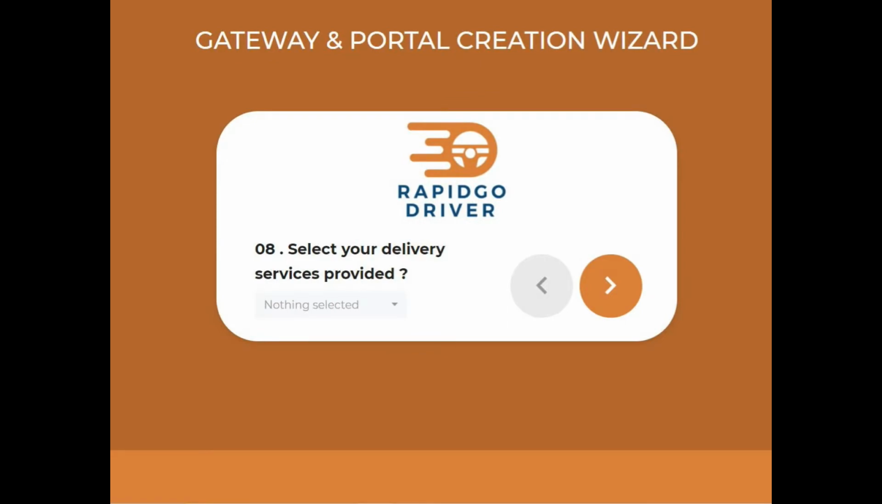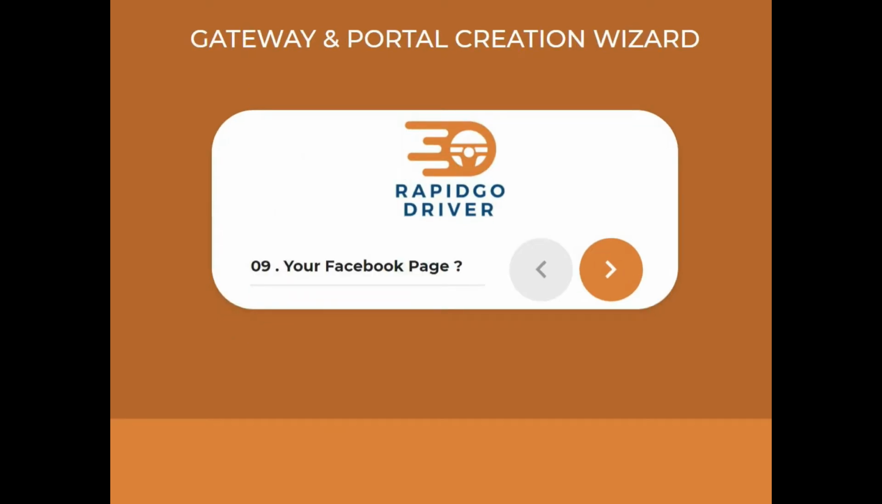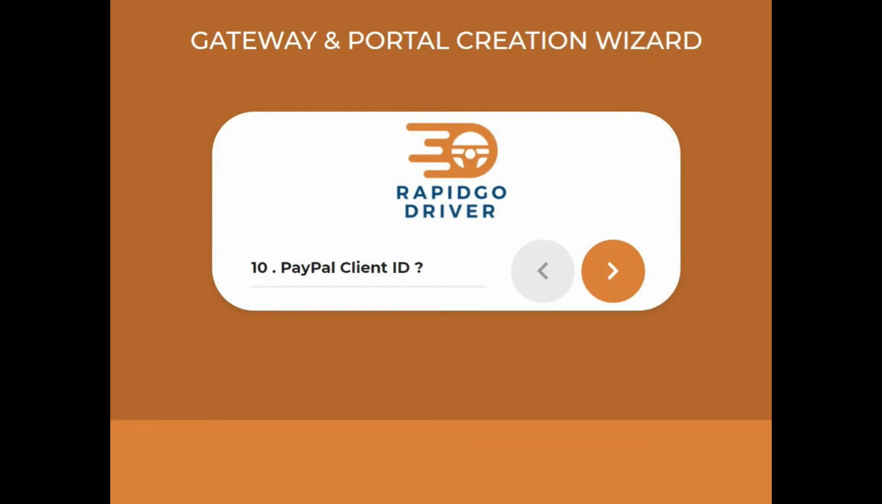Next, for customers to search by local delivery services, select all the services your business offers to customers. Customers can then search for services in your local area to request deliveries. Okay, next, enter your business Facebook page by simply copy-pasting the address. Okay. Now, let's get you paid for your deliveries.